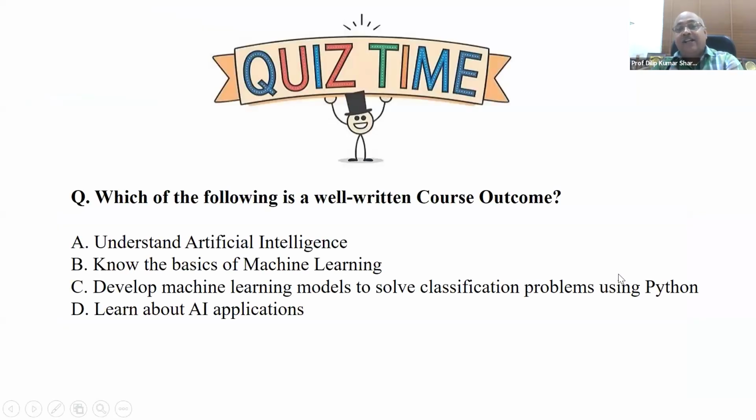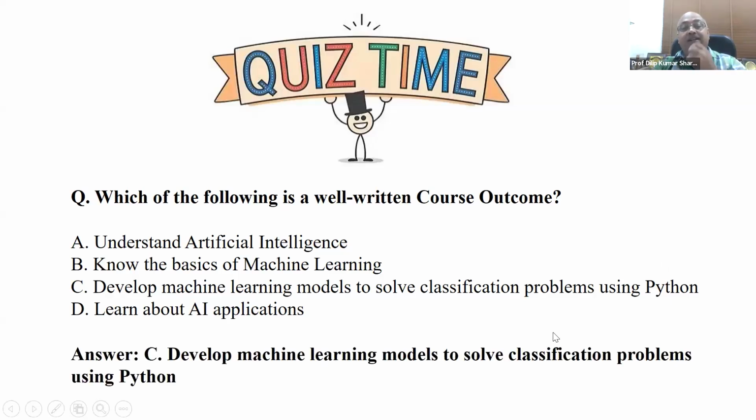So which of the following is a well-written course outcome? Please give the answer. So many gave the correct answer. So the correct answer is C.